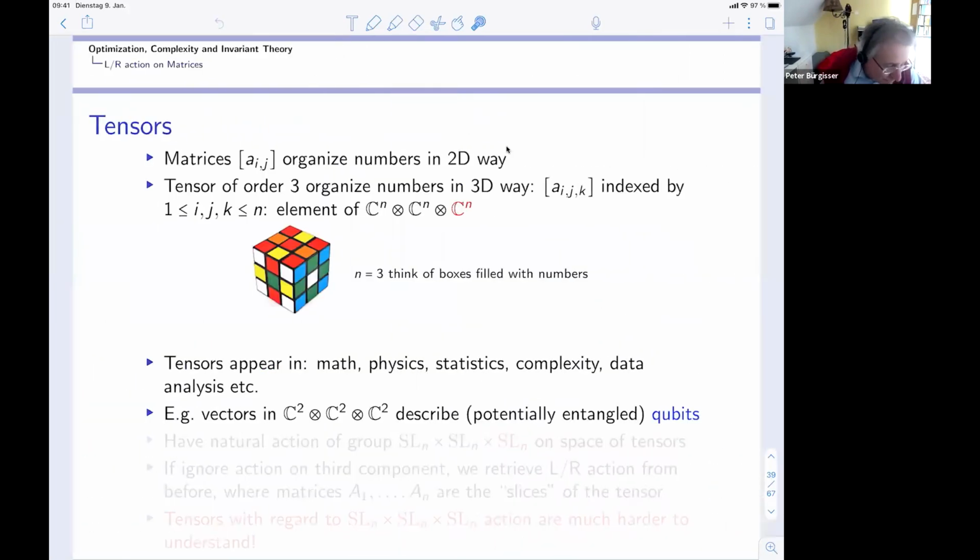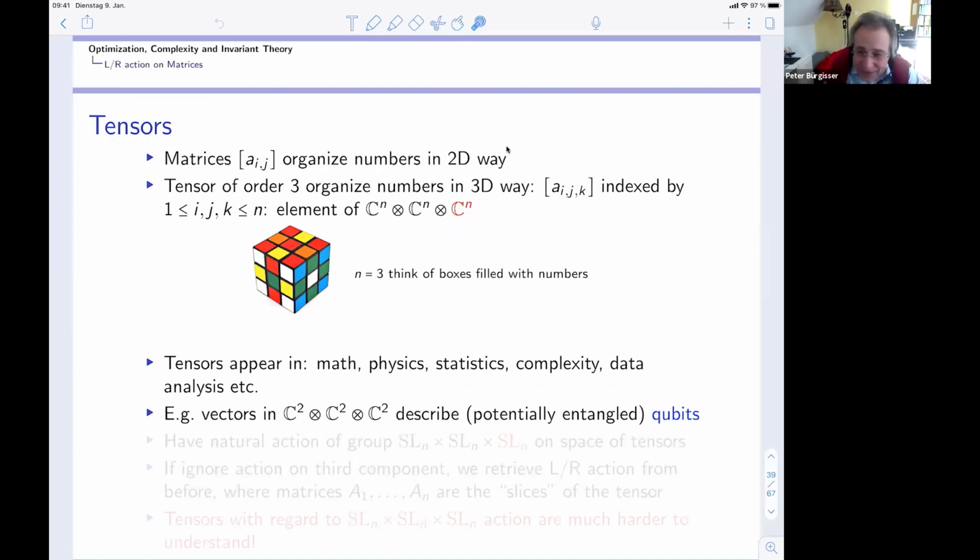Now, if you go to tensors, the situation is a bit different. This is my only slide about tensors, with a hopefully nice picture. So what is a tensor? Matrices organize your data in a two-dimensional way. Tensors of order 3 organize it in a three-dimensional way. If you like indices, it is such a three-dimensional array. But you can also think of it more abstractly as an element of this tensor product.